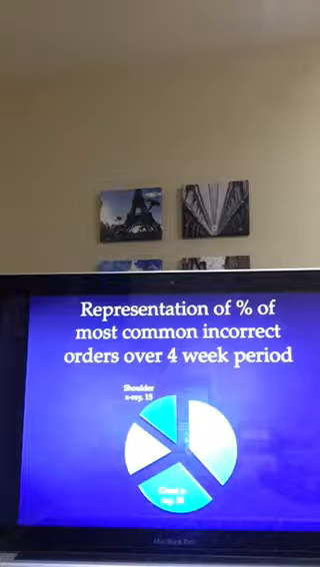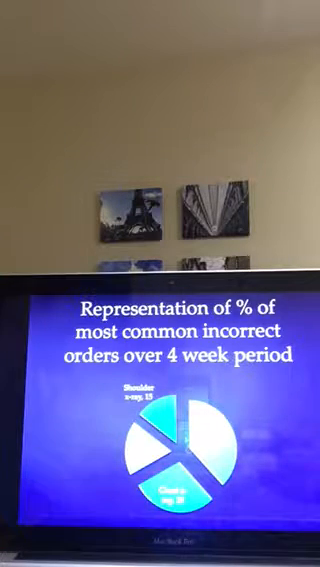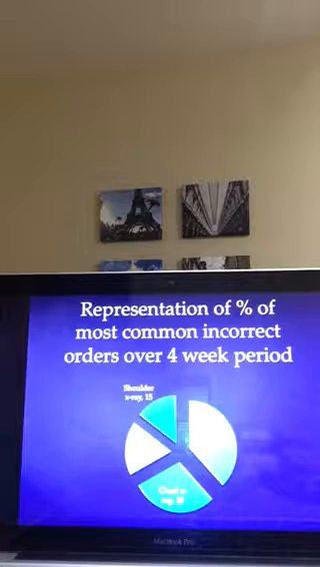I have made a pie graph, which is a representation of the percentage of the most common incorrect orders over a 4-week period. From these 4 x-ray orders, with 100% altogether, the most common is the hip x-ray at 38%. The next most common incorrect order is chest x-ray at 29%. Then the knee x-ray at 18%. And finally, the shoulder x-ray at 15%.